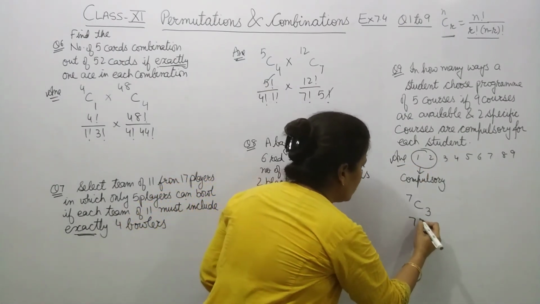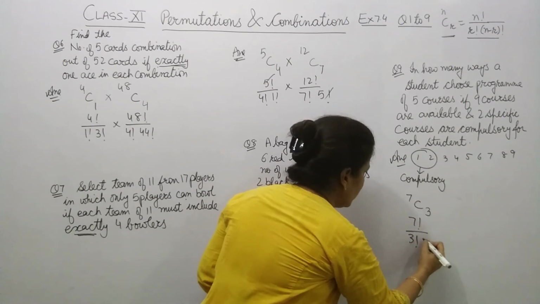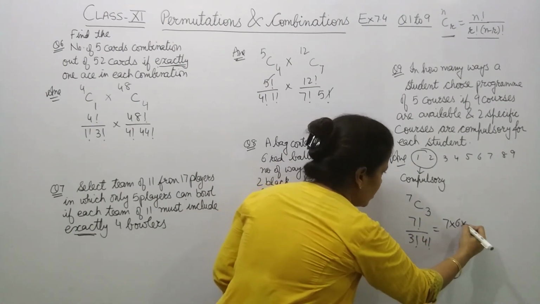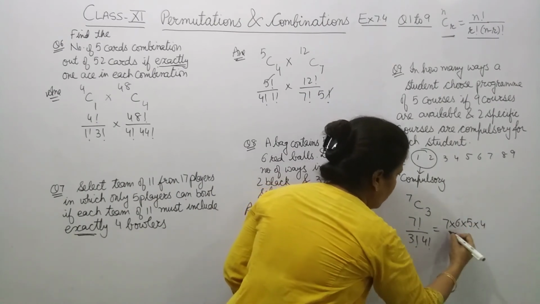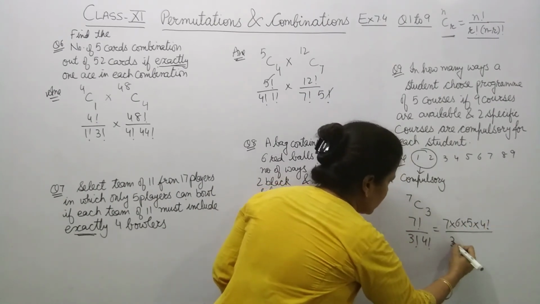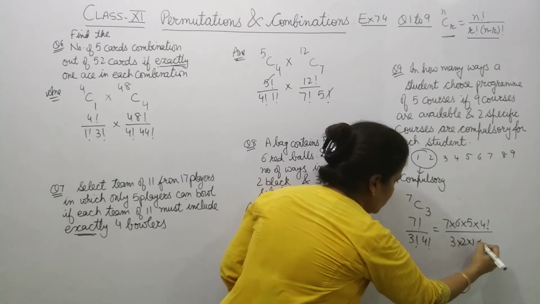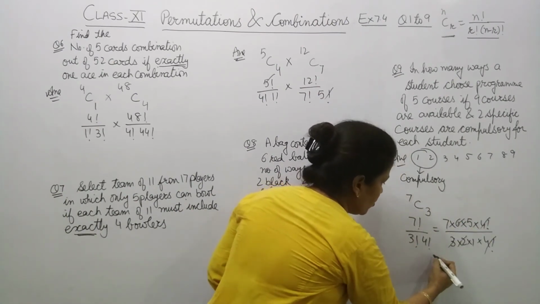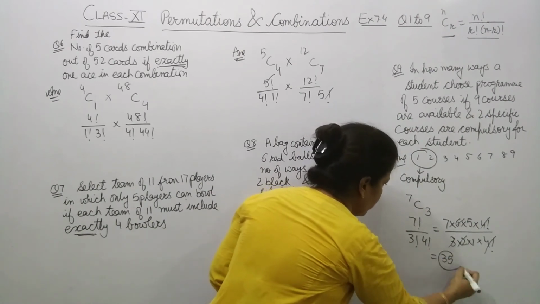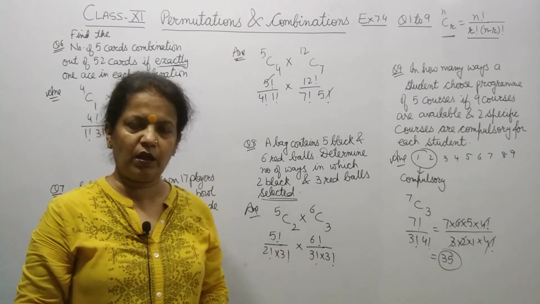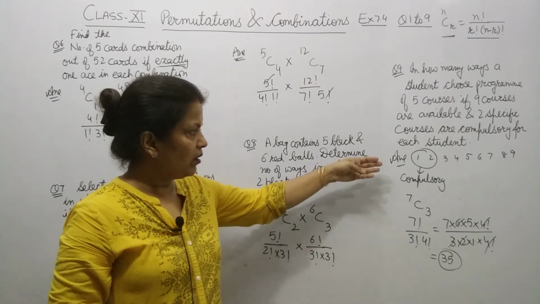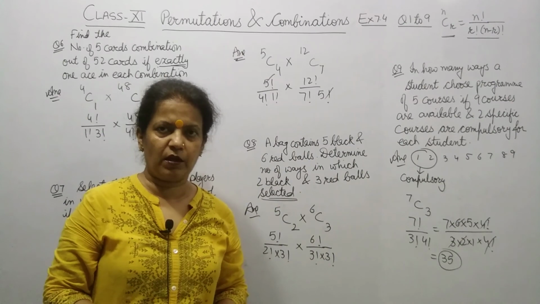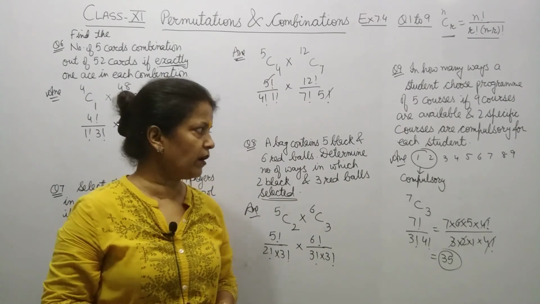So 7 factorial upon 3 factorial into 4 factorial. Now 7, 6, 5, 4 and this is 3 into 2 into 1 into 4 factorial. Cancel, so it is 35. 35 ways are there to select the 5 courses if 2 courses are compulsory to take. Specific 2 courses are compulsory to take.